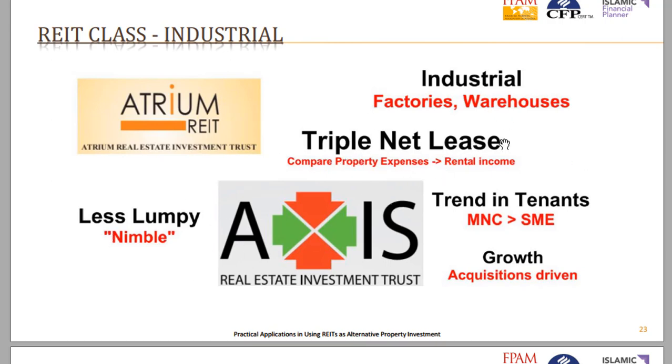Triple net lease is something you might also want to understand. Normally, property expenses are borne by the REIT manager, but with a triple net lease, things like utilities, assessment, quit rent and all that are borne by the tenant. Any REIT depends on its characteristic, and it so happens that industrial REITs have a triple net lease. The three major property expenses are actually borne by the tenant instead of the REIT manager itself.